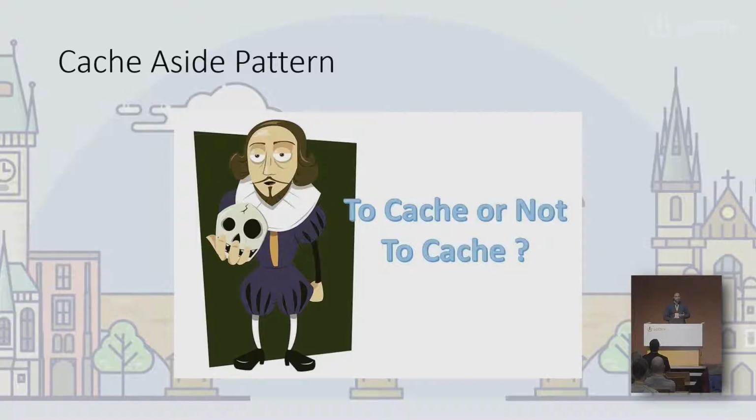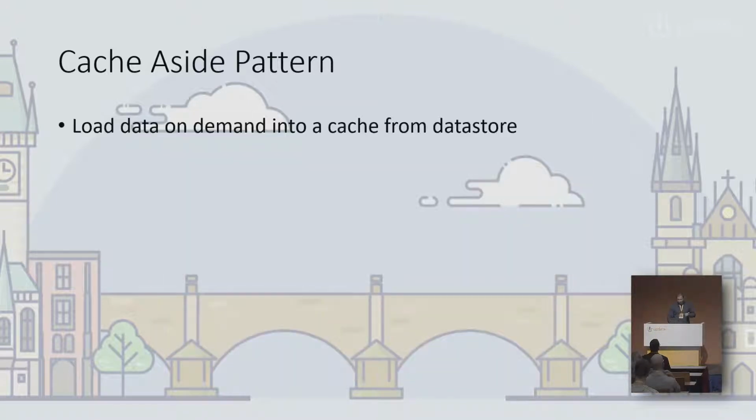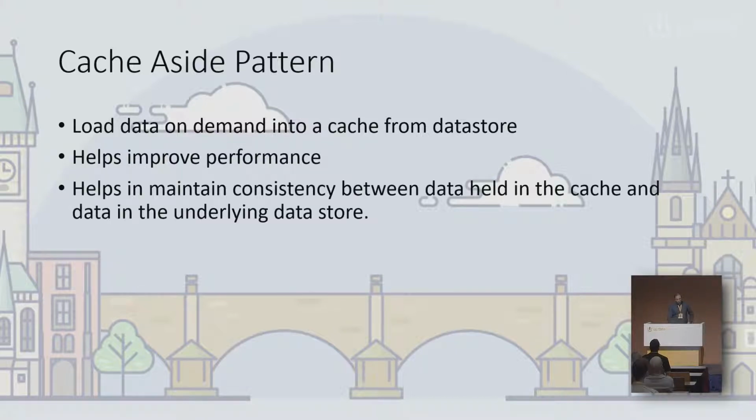Okay, the next pattern is actually called cache aside pattern. So this pattern is basically for loading data on demand onto your cache from the data store. It helps in your performance, and maintains consistency between data held in cache and data in the underlying data store.